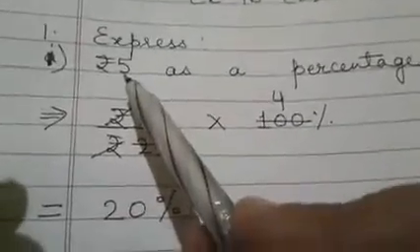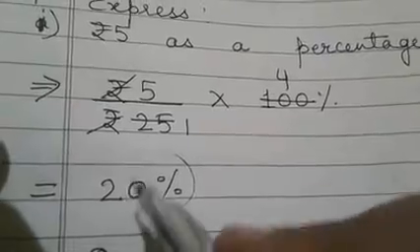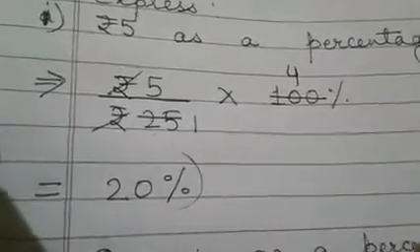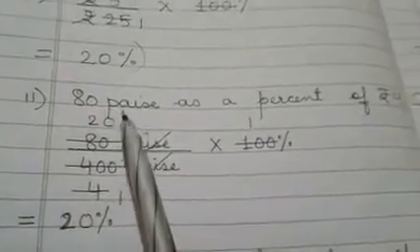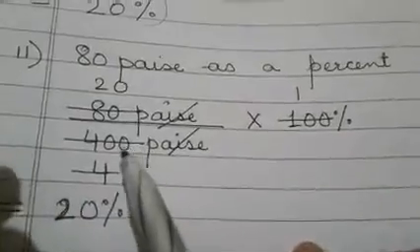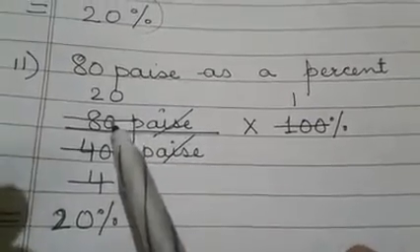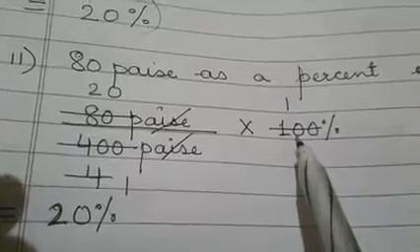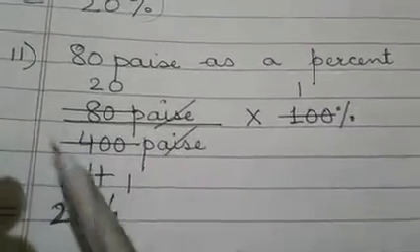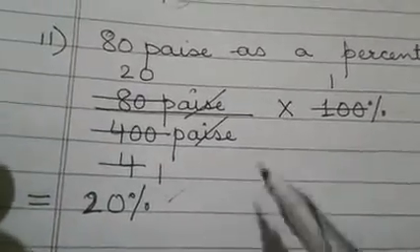So what is rupees 5? Out of 25 rupees, if I have spent rupees 5, it means I have spent 20% of the amount which I had. Okay. Similarly, you have to solve question number 2. You can see 80 paise as a percentage of rupees 4. Rupees 4 I have converted here to 400 paise, which I have explained. So out of 400 paise, 80 paise multiplied by 100%. Paise with paise gets cancelled. You can check all the cancellations, and the final answer you get is 20%.